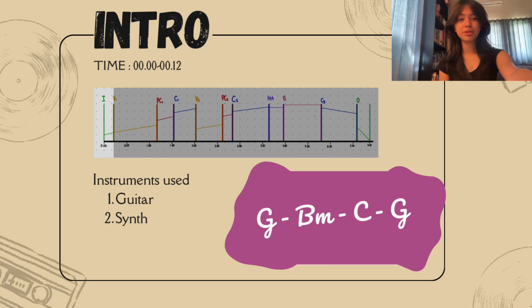The first part of the song, the intro, is the first 12 seconds of the entire song, in which the instruments used are guitars and synth, with the chord progression of G to B minor to C and back to G. We can also see from the dynamic graph that it slowly goes higher, which means, since it's the beginning of the song, it has a very slow progression.